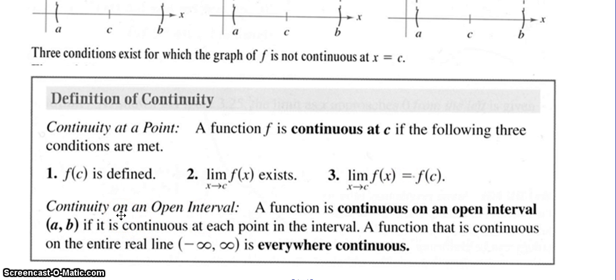That should make sense. So continuity on an open interval: a function is continuous on an open interval (a, b) if it is continuous at every point in the interval. A function that is continuous on the entire real line, negative infinity to infinity, is what we call everywhere continuous.